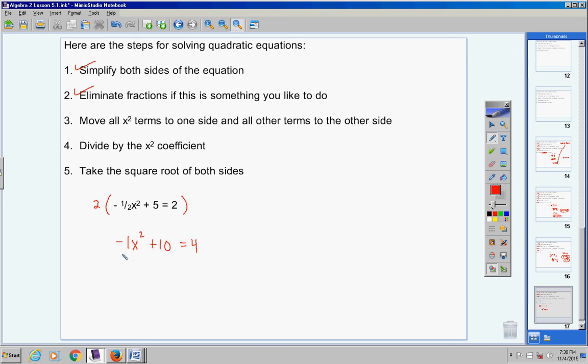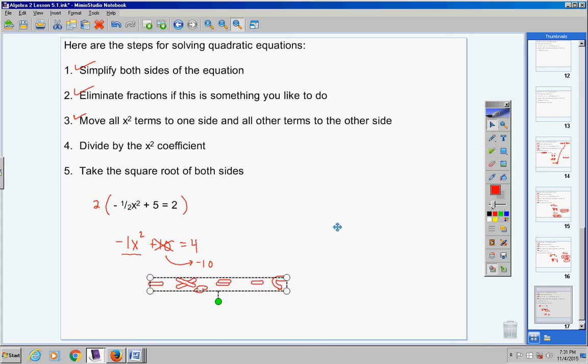Here's my x squared term here. I don't see any others, so I'm going to bring this 10 over and make it a -10. I'll be left with negative x squared. If you want to leave the 1 there, you can, that's fine. Equals -6. So, are all of my x squared terms on one side? Yes. Are all the other terms on the other side? Yes. Now, divide by your coefficient, okay?